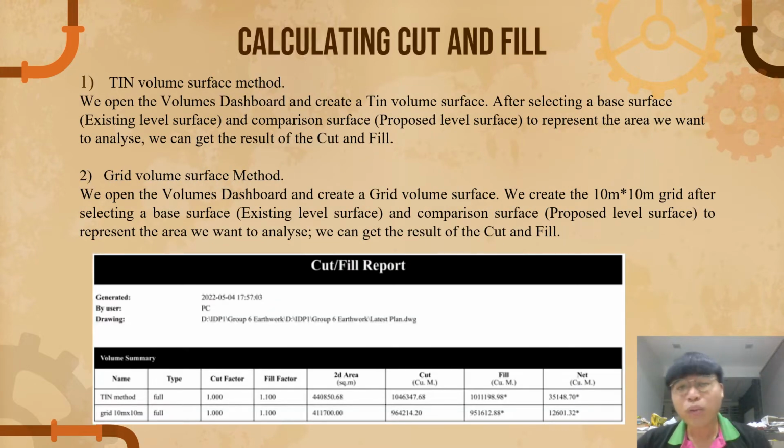Now we go to calculating cut and fill. We use two methods. One is the TIN volume surface method and the second is the grid volume surface method. Both of them have been created. This is the report, and it has the cut and fill volume, and it also gives the net volume.